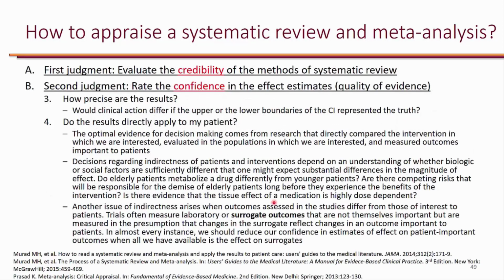The next is, how precise are the results? Precision is all about the confidence interval. The narrower the confidence interval, the more precise it is. The wider the confidence interval, the less precise it is. So if the confidence interval is really wide, then you need to consider, would clinical action differ if the upper or the lower boundary of the confidence interval represented the truth? So whether it was really close to no difference or really was a huge difference. That's what needs to be considered.